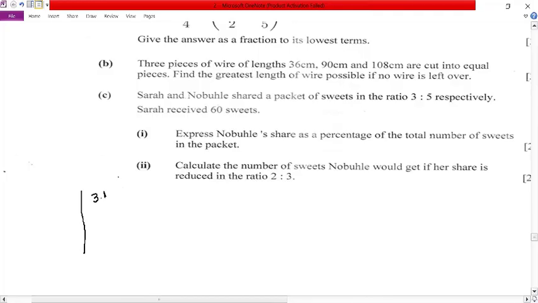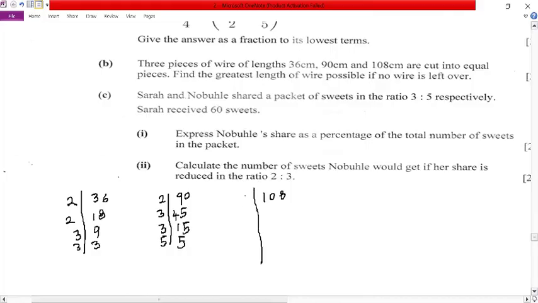Then we divide by the smallest prime number, which is 2. Then we get 18. Divide by 2 again, then we get 9. Then we say 3, 3, 3. Okay. Then we do the same for 90. It's 90 divided by 2, we get 45. Divide by 3, we get 15. Divide by 3, we get 5. Then 5.